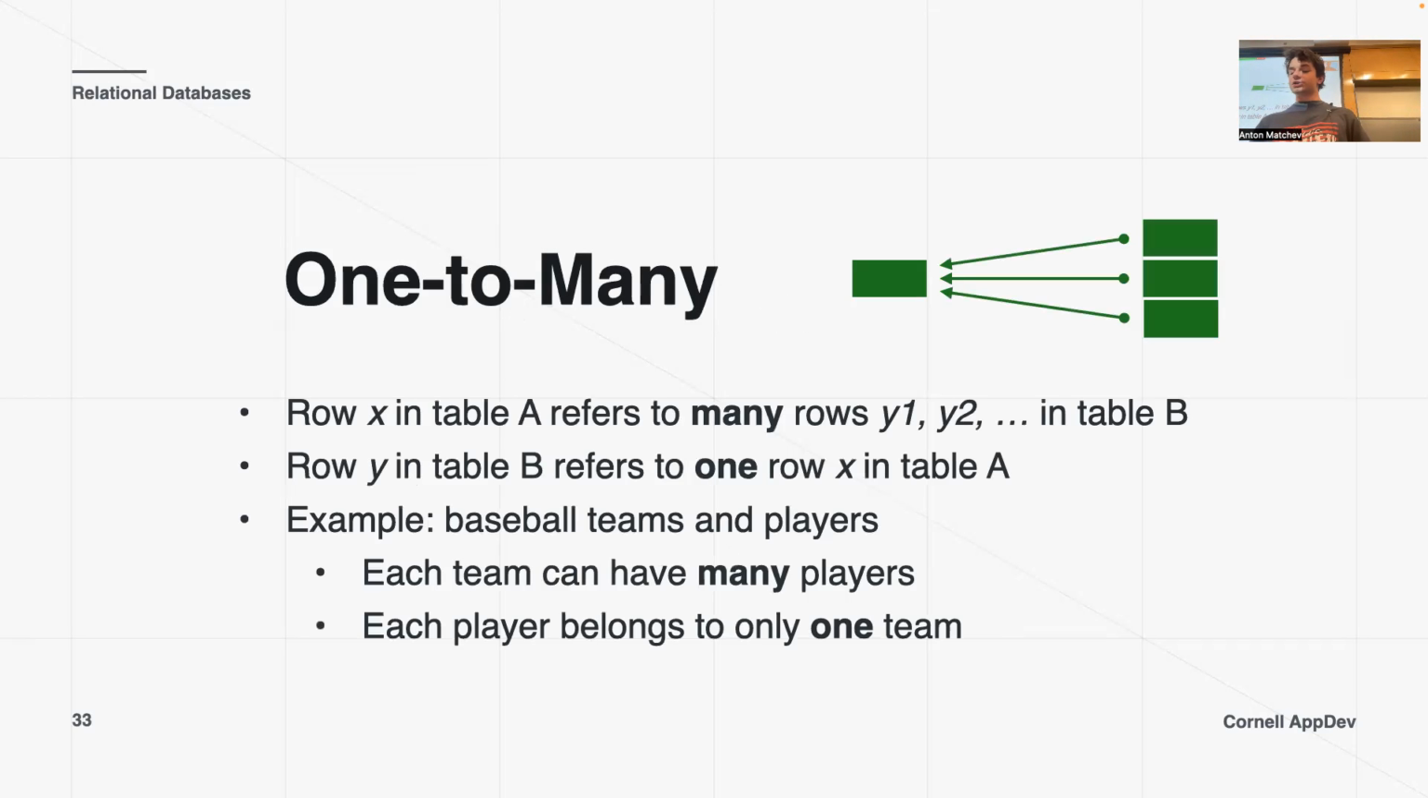So the next kind of relationship is one-to-many. We have row X in table A that refers to many rows, Y1, Y2 in table B, and row Y in table B refers to only one row X in table A. A good example is baseball teams and players. As you know, each team can have many players, but each player belongs to one team. So imagine you have this team object. The left green square could represent a team, and the right green squares can represent different players. And we see that each player belongs to only one team, and the team has many players.